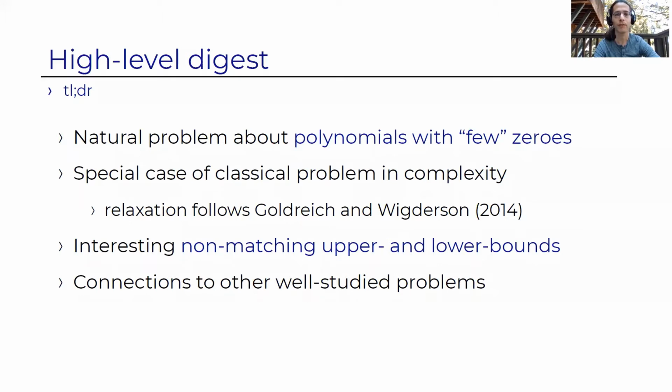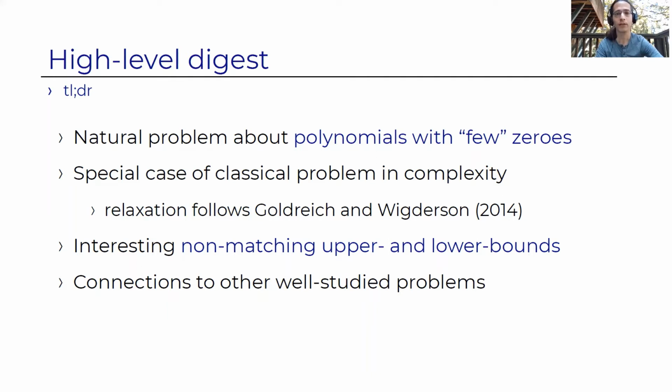We're going to present an interesting and natural problem about polynomials that have very few zeros. Now, polynomials, of course, is such an old subject. And this is such a natural and interesting problem that it is already cool to think that it has been unexplored until recently. And moreover, we care about it because it's a special case of a classical problem in complexity and in pseudo-randomness that was pointed out by Goldreich and Wigderson just a few years ago.